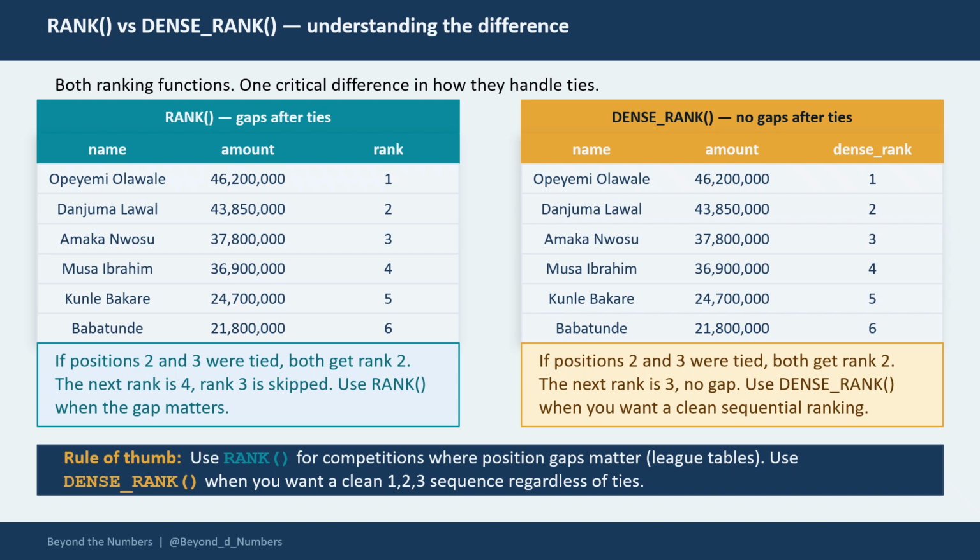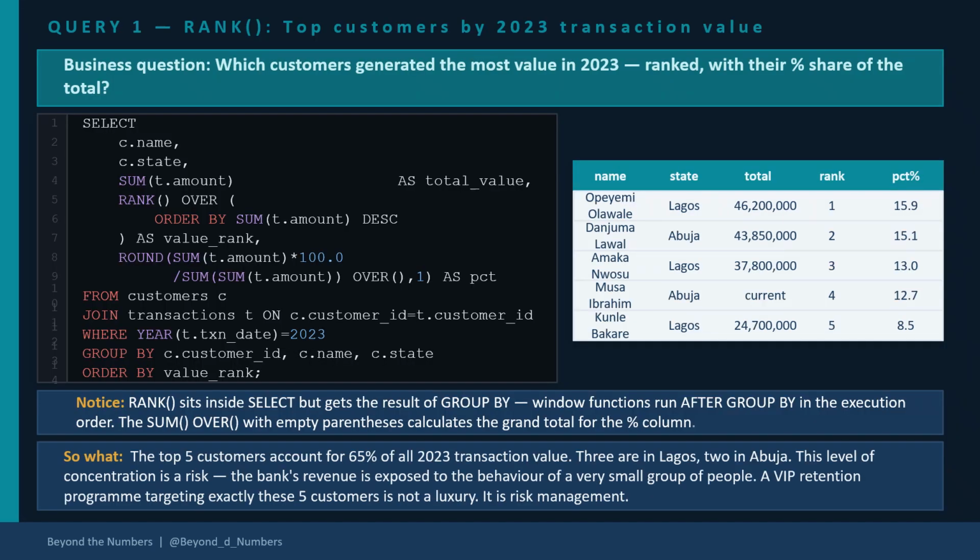So for most analytical work, customer rankings, product rankings, state rankings, dense rank is what you'd most likely use, or I would recommend. Now let's move to the first query question. The first query, business question: which customers generated the most value in 2023, ranked with their percentage share of the total?